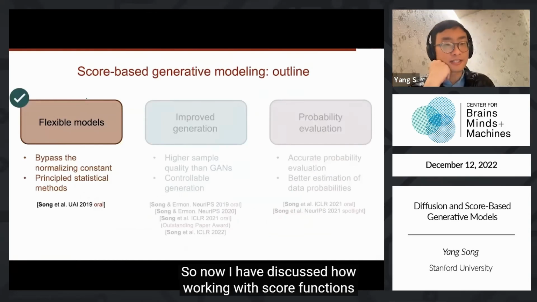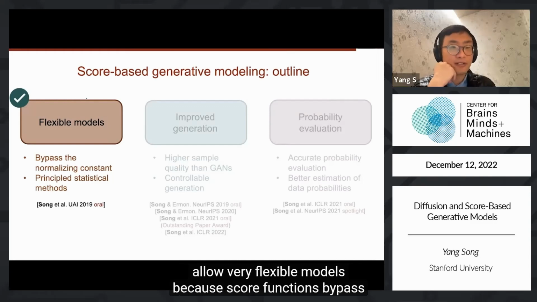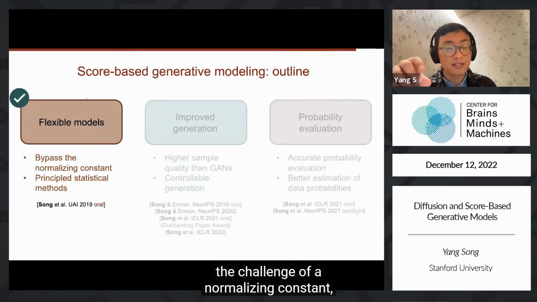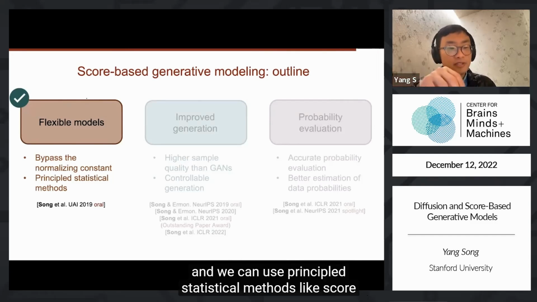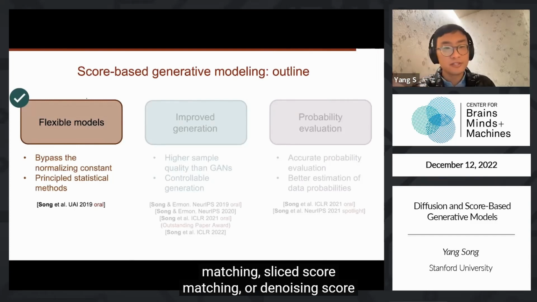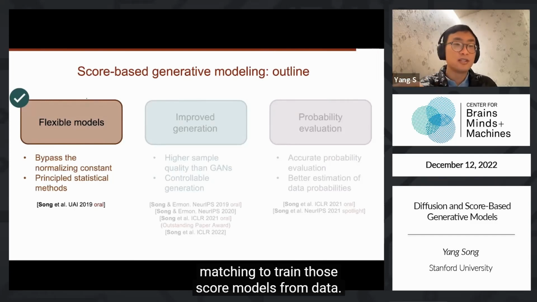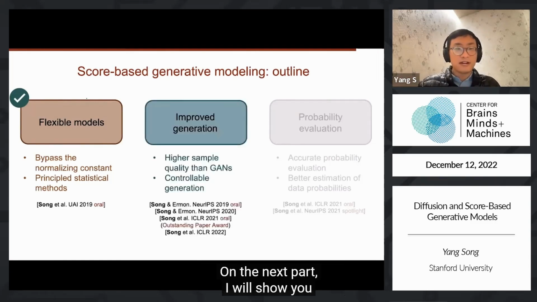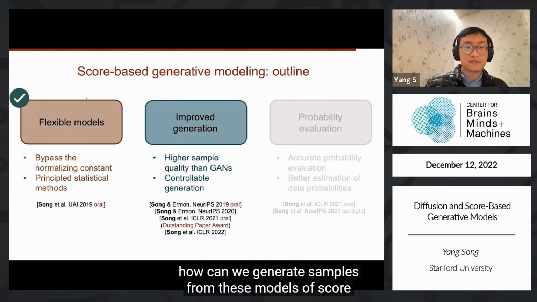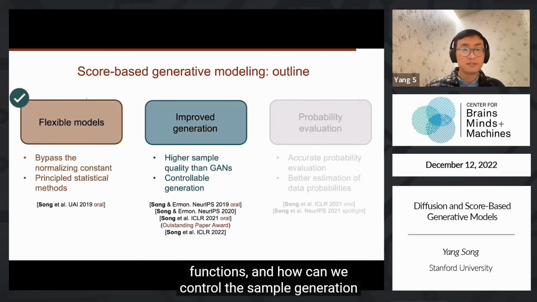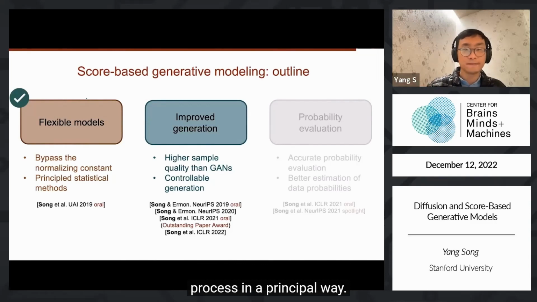So now I have discussed how working with score functions allows very flexible models, because score functions bypass the challenge of the normalizing constant. And we can use principled statistical methods like score matching, sliced score matching, or denoising score matching to train those score models from data. For the next part, I will show you how we can generate samples from these models of score functions, and how we can control the sample generation process in a principled way.